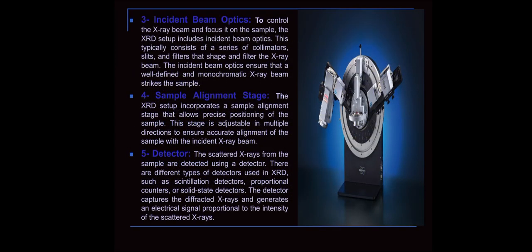Third one, incident beam optics. To control the X-ray beam and focus it on the sample, the XRD setup includes incident beam optics. This typically consists of a series of collimators, slits, and filters that shape and filter the X-ray beam. The incident beam optics ensure that a well-defined and monochromatic X-ray beam reaches the sample. Fourth one, sample alignment stage. The XRD setup incorporates a sample alignment stage that allows precise positioning of the sample. The stage adjusts in multiple directions to ensure accurate alignment of the sample with the incident X-ray beam.